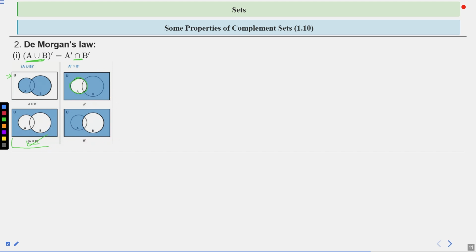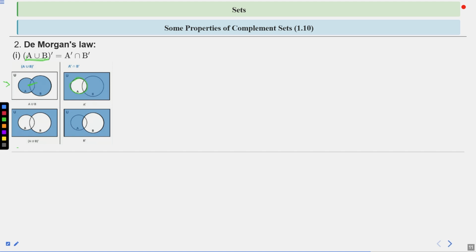The proof by Venn representation, the Venn diagram. So simple. First of all, we are observing the left hand expression, A union B whole complement. First find A union B. Recall how we represented A union B: it is the shaded part of both circles, the area covered by both circles, which is represented here by blue. So A union B is this blue part.